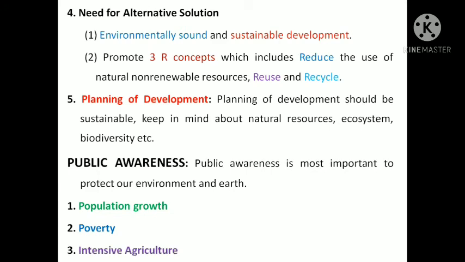Then intensive agriculture: for fulfilling food needs we have to do intensive agriculture. That is also a problem. In intensive agriculture we have to include things like organic farming and mixed farming. And groundwater: there is pollution in groundwater due to agriculture and other things, which we have to protect.